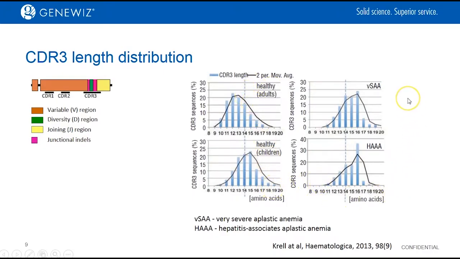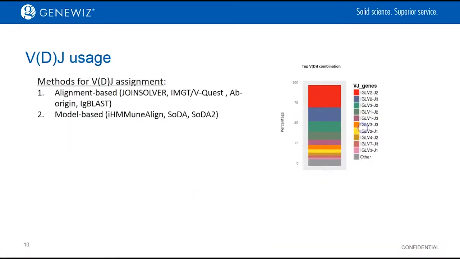On the right panel, you see the disease cohorts that have very severe aplastic anemia. This is the bone marrow dysfunction that results in the reduction of the number of white and red cells, or hepatitis-associated aplastic anemia. You can see that in disease cohorts, the distribution is skewed and the maximum is shifted towards the longer CDR3 sequences. Of course, with sequencing, one may obtain more detailed information than just a region length.